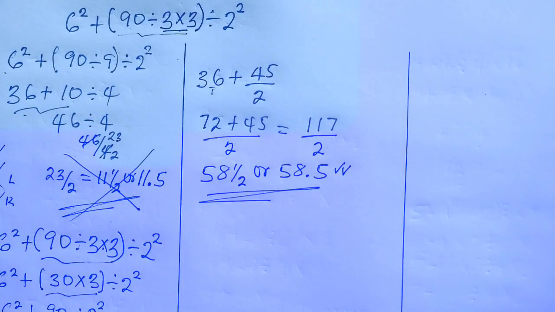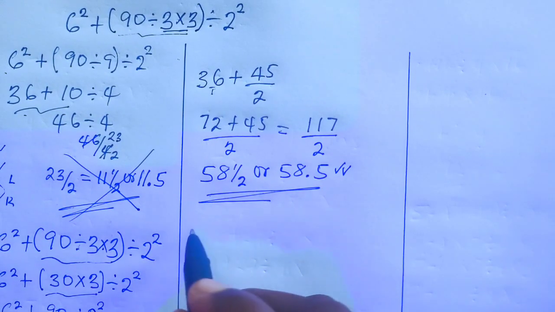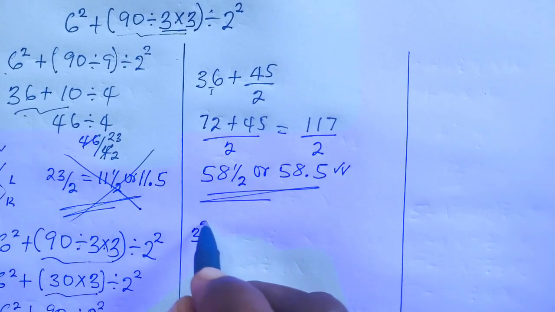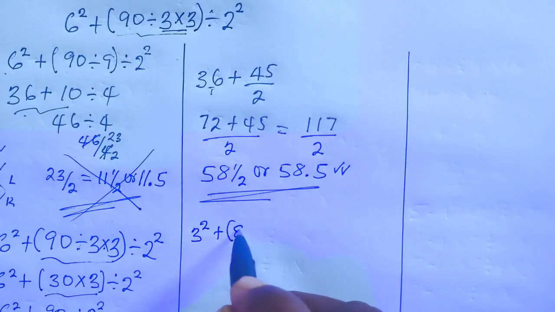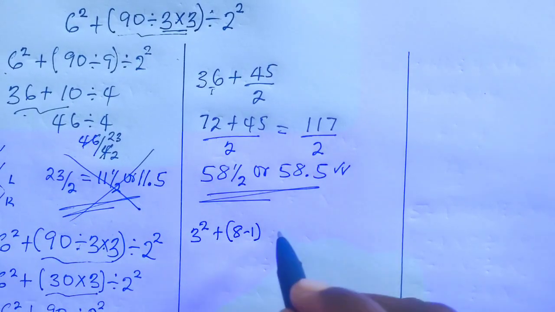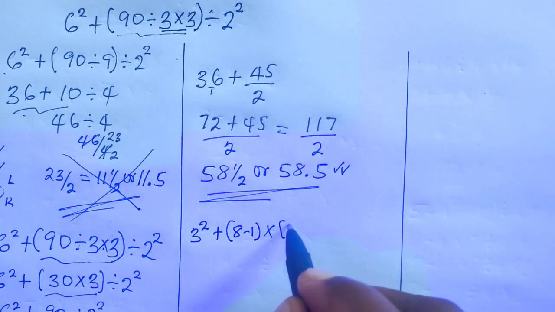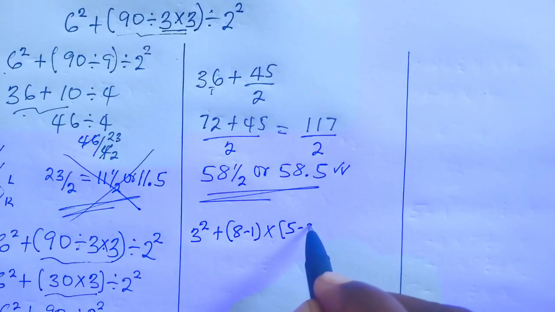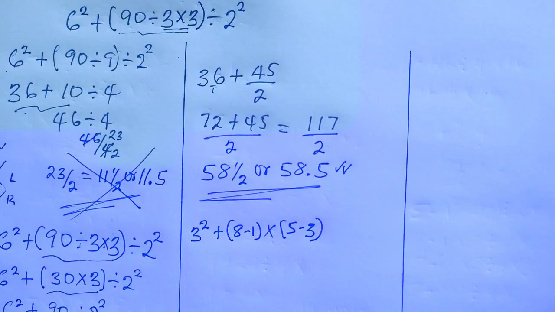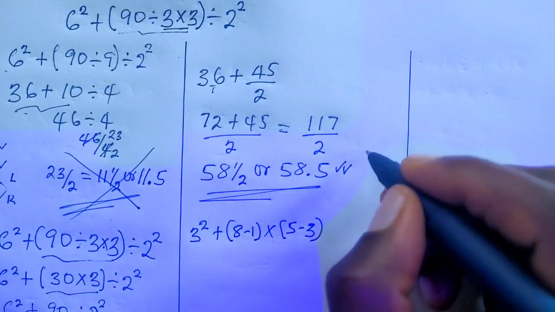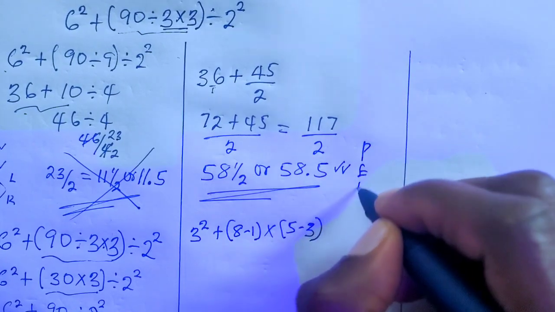Now, going to consider the next example. For instance, if you have 3 to the power of 2 plus (8 minus 1) multiplied by (5 minus 3). Now, since we are following this order of operation, PEMDAS, we have here.